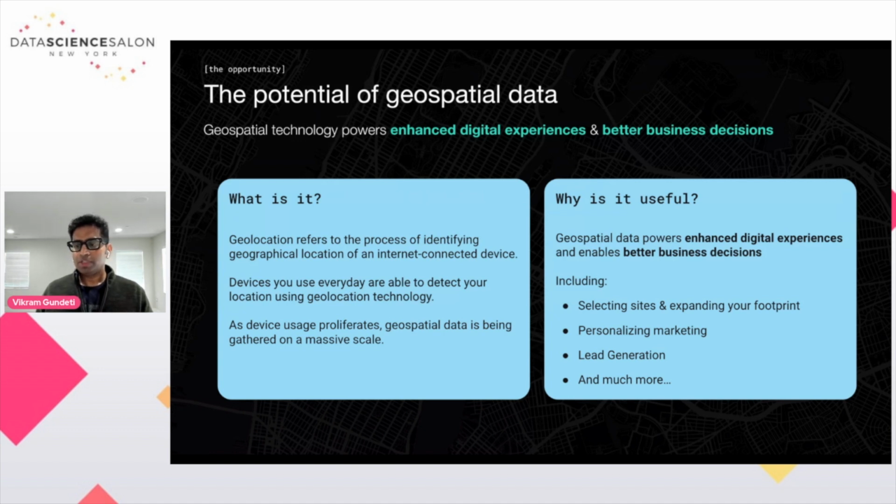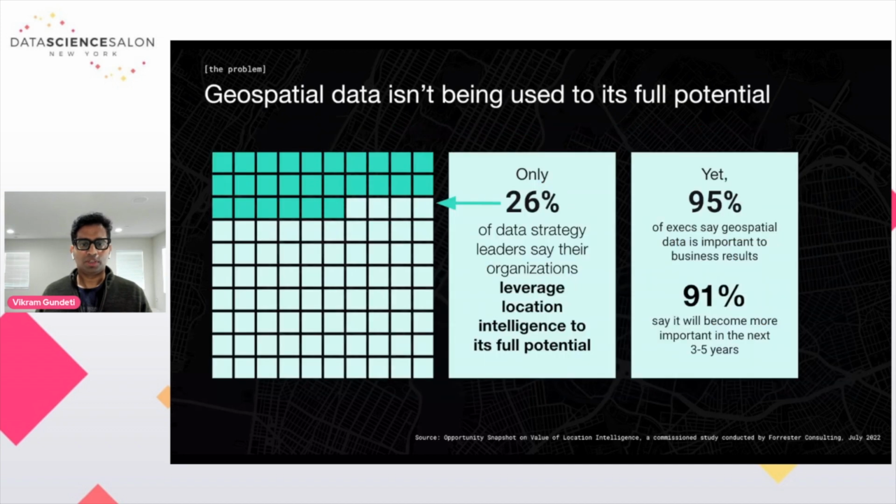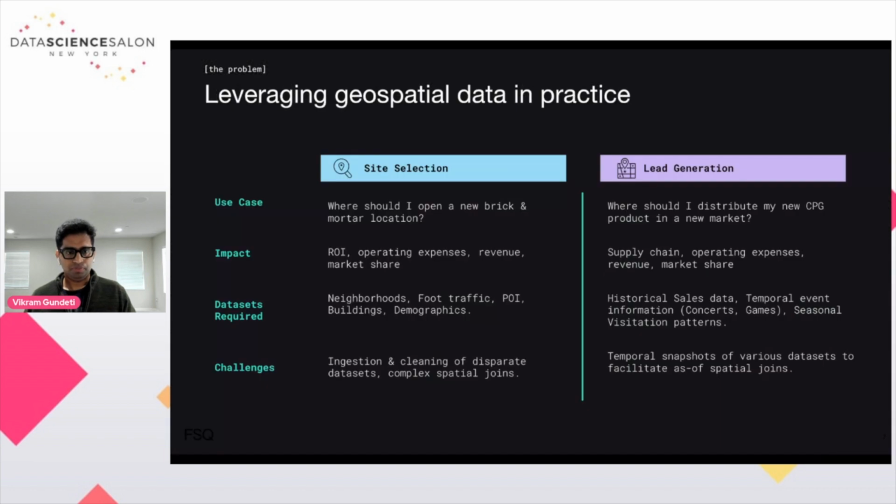Now it seems obvious that companies should use this data. So we went and found out how companies are using this data. According to research by Forrester, only 26% of the data strategy leaders say that their organizations are using location intelligence to the fullest of its potential. But when you ask people, they want to use geospatial data, or they think that geospatial data is important to their strategy. So what is stopping them? Let's understand some of the challenges involved in leveraging geospatial data for business decision making.